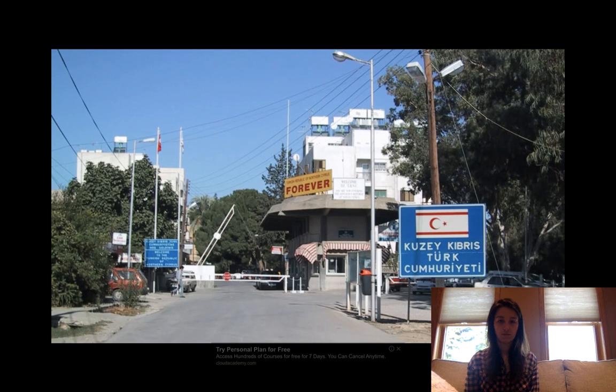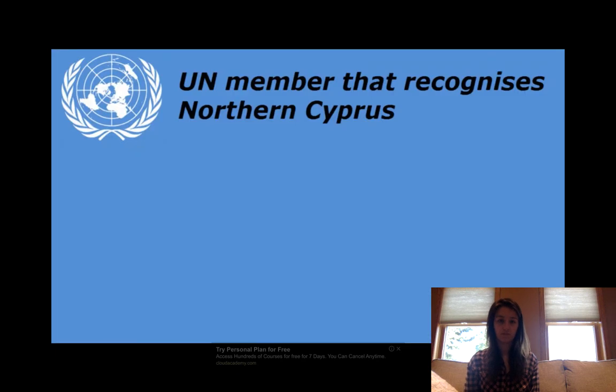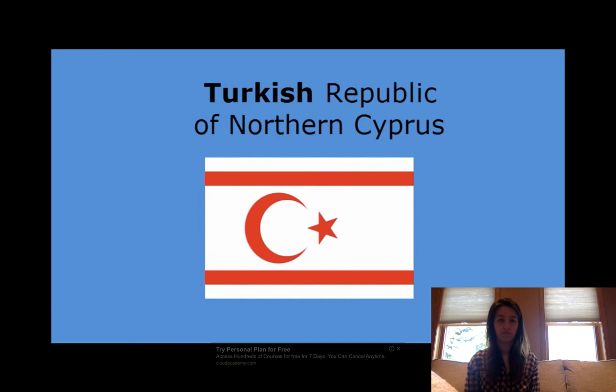But it's not actually an international border, because Northern Cyprus is considered occupied territory of the Republic of Cyprus and is almost totally unrecognised as a country. Only one UN member recognises Northern Cyprus: Turkey. Which is unsurprising given that the official name of Northern Cyprus is the Turkish Republic of Northern Cyprus.